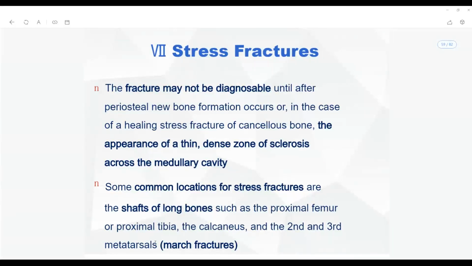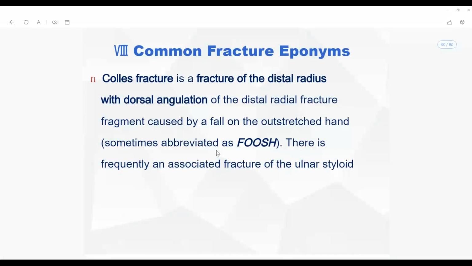I think I have told you last time about this clinical situation. The second and third metatarsals are the ones that form the foot pad. They undergo a lot of stress when you are marching. So they will have the appearance of a thin bone and a dense zone of sclerosis. And you see here there are a few things.